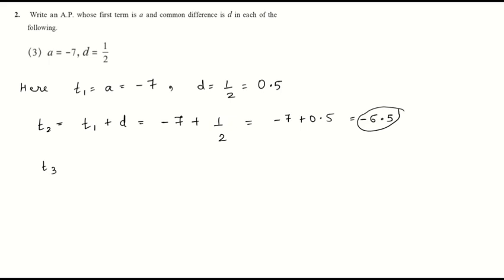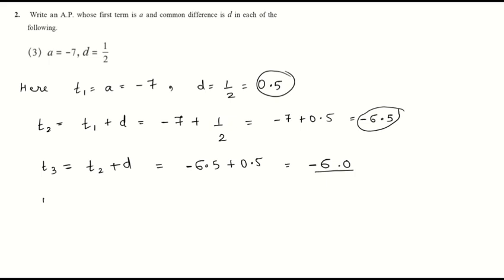In the same way, we will find T3 is equal to the previous term plus the difference. So what is the previous term? We got it as minus 6.5 plus the difference is 0.5 from here. So it is nothing but minus into plus is minus. 6.5 minus 0.5 will give us 6, and the sign of the bigger number. Okay, if you see here, the difference between the two terms is 0.5.